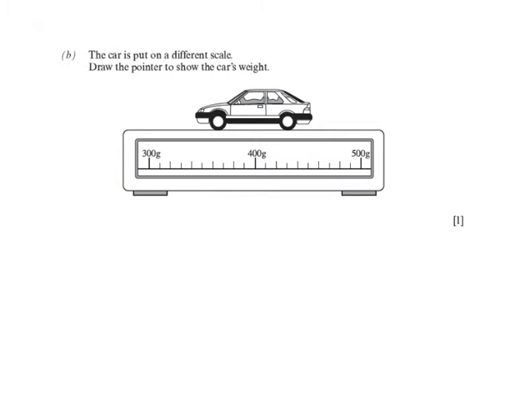Part B, the car is put on a different scale. Draw the pointer to show the car's weight. So we know the car weighs 440 grams. But we need to check this scale now to make sure we put the arrow at the correct place. So from 300 to 400, we know that's 100. If we count how many spaces, so 1, 2, 3, 4, 5, 6, 7, 8, 9, 10. So in 100, there are 10 spaces. So if we divide it by 10, 100 divided by 10 is 10. So we're going up in tens here.